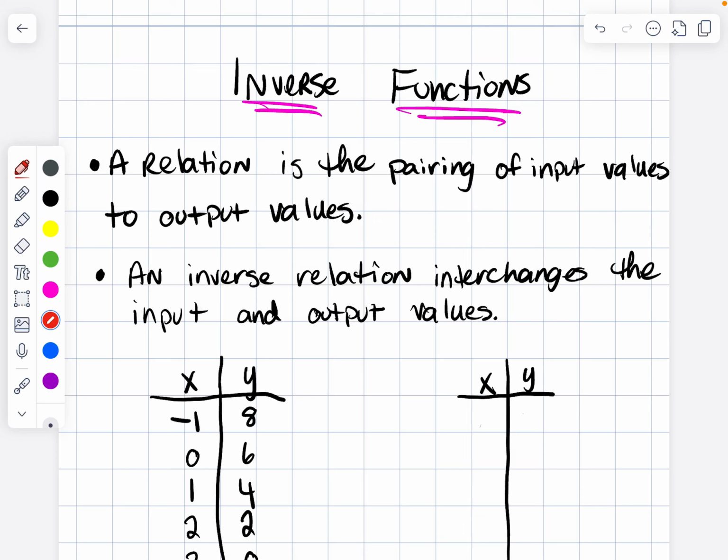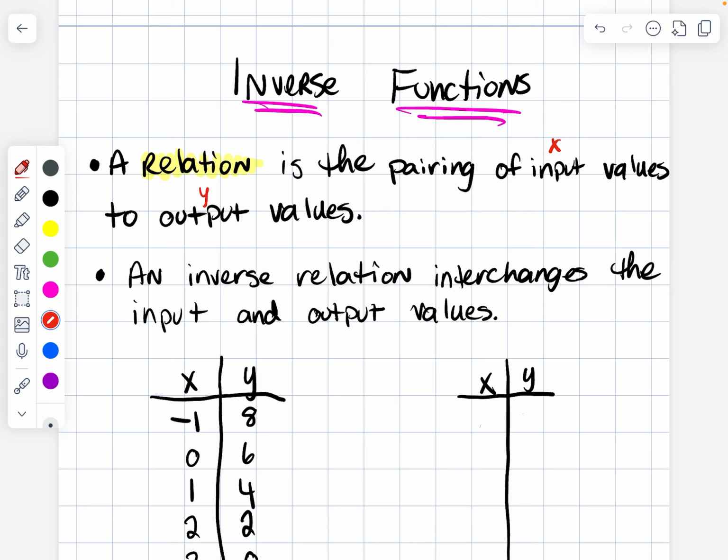All right, guys. So now we're going to talk about inverse functions. When we define an inverse function, first off, let's talk about relations before we talk about functions. Note that a relation is the pairing of input values to output values. Now we say input, output, but we realize that's like x and y.